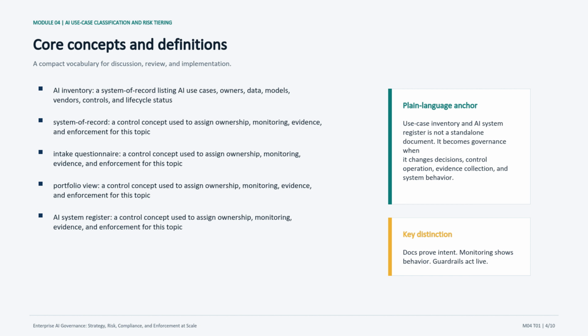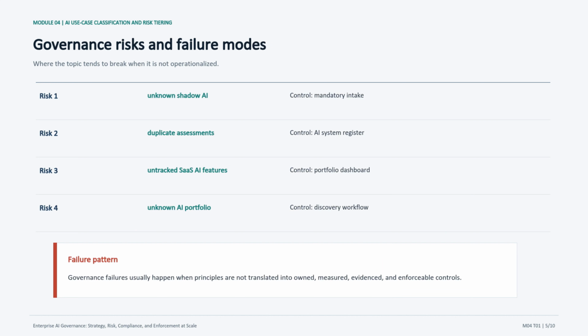Where does this topic break down when the enterprise does not operationalize it? This is where the discussion becomes more concrete. I would tell the class every governance topic has failure modes, and our job is to name them before the system is already in production. The risks listed here are tied to controls because a risk without an owner or control is just an observation. For this topic, the control pattern includes mandatory intake, AI system register, and portfolio dashboard.